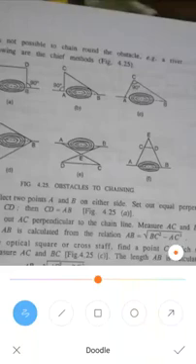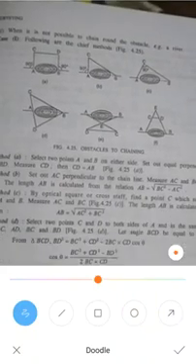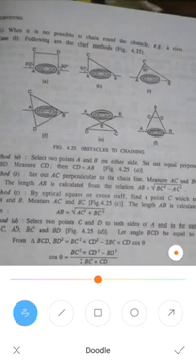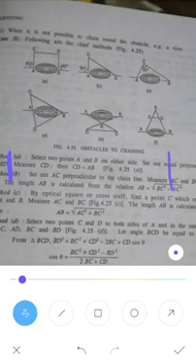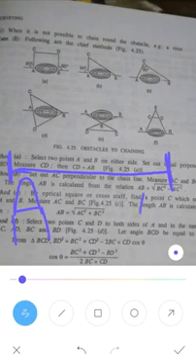This is another method for obstacle chaining. In these methods, there is a point A and a point B. So this is point A, this is point B.